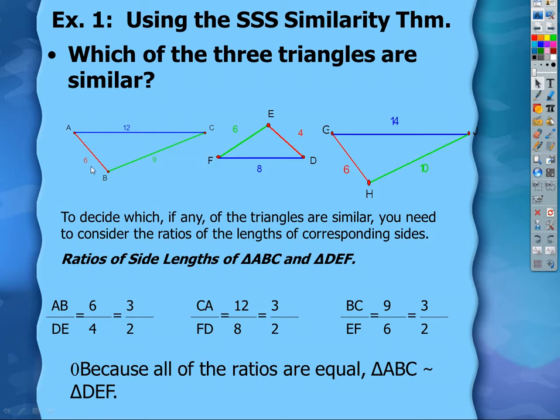So 6/4 would have to equal, which reduces to 3/2, right? It would also have to equal the ratio of, what are we doing next? 12/8, because those are corresponding sides. Well, that also reduces to 3/2, right?